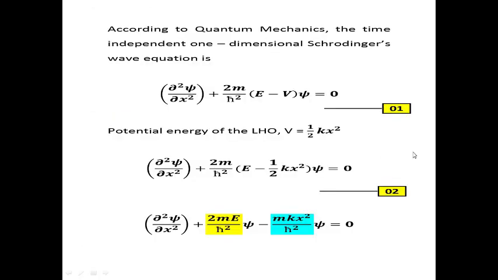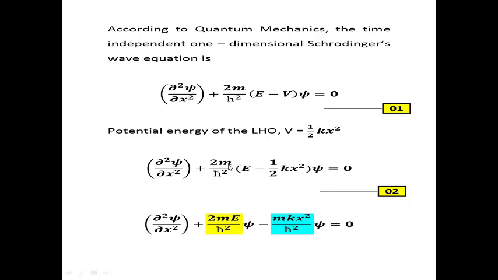Now we start deriving the wave function of a quantum harmonic oscillator. For that, we are going to utilize Schrodinger's wave equation. We take the time independent one dimensional Schrodinger's wave equation: d squared psi by dx squared plus 2m by h cross squared times (E minus V) times psi equals 0. This is equation number 1. We know the potential energy of the linear harmonic oscillator is equal to 1 by 2 times kx squared. Substituting this term here, we get equation 2.